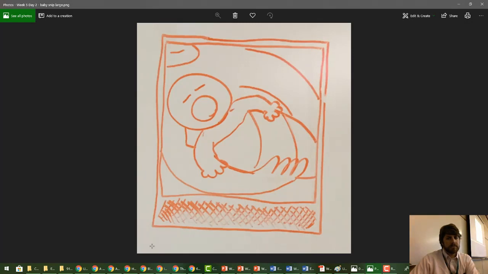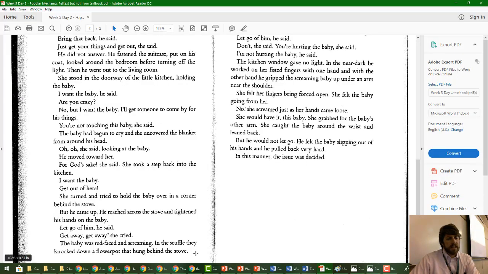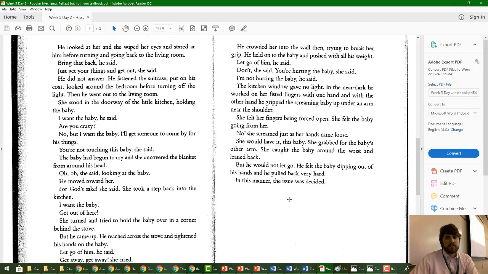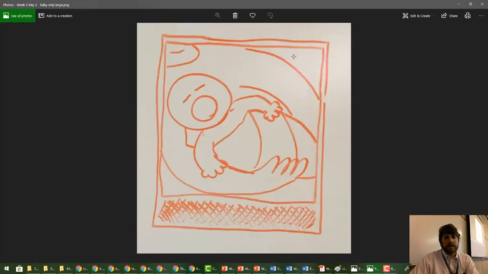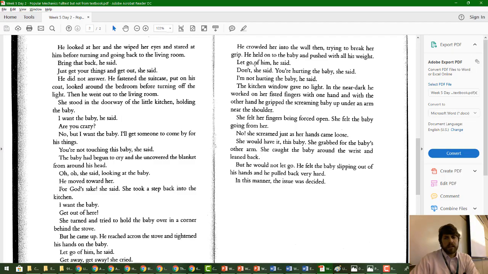Yep, looks like it. In the scuffle, they knocked down a flower pot hung behind the stove. Crowder in the wall didn't try to break her. He held on to the baby. Pushed with all his weight. "Let go of him. Don't. You're hurting the baby."